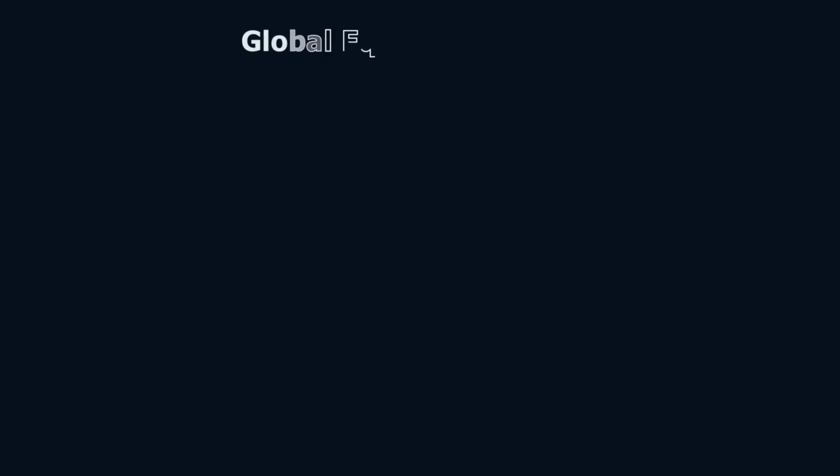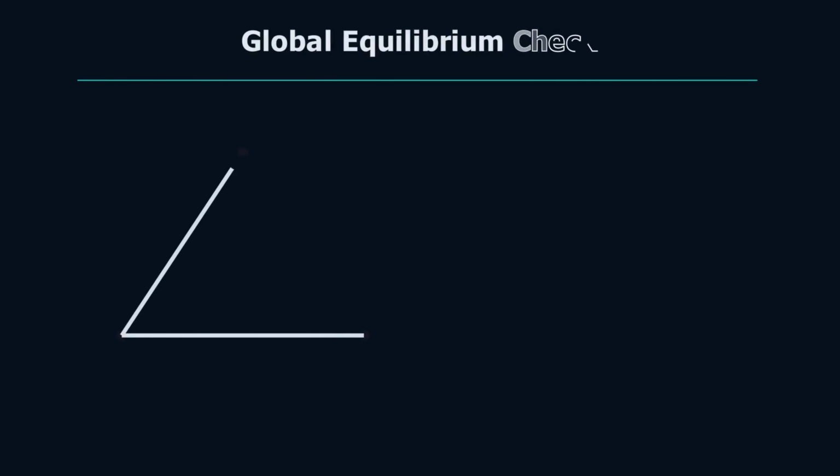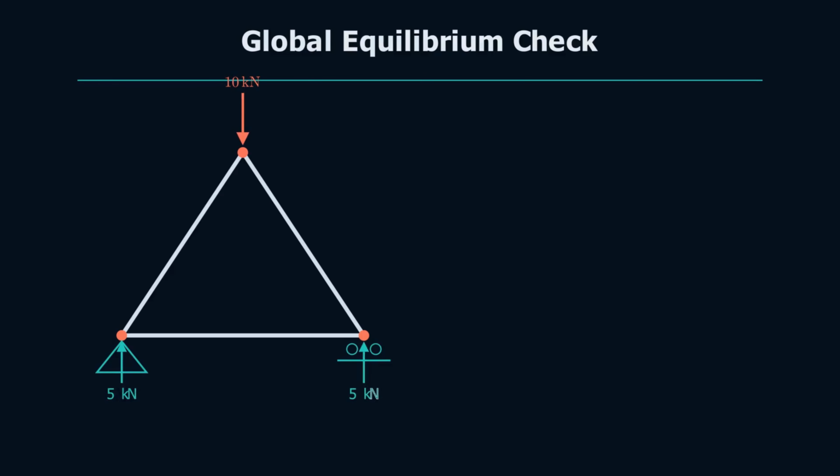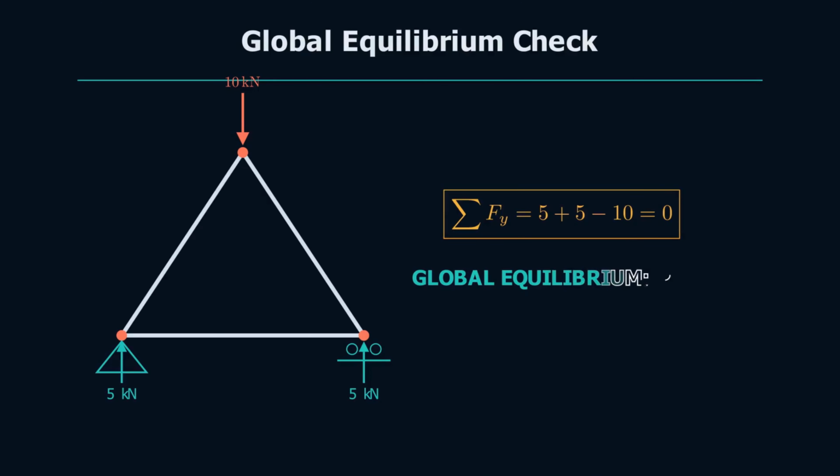A simple and powerful check is global force equilibrium. The two vertical reactions must balance the applied load. 5 plus 5 minus 10 equals 0. The structure is in vertical equilibrium.